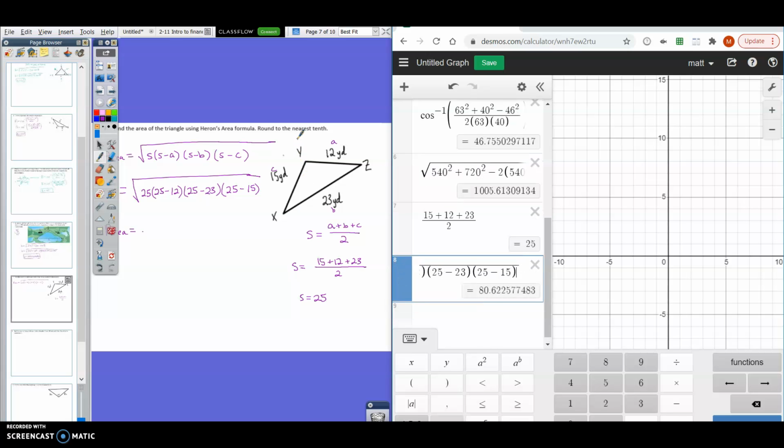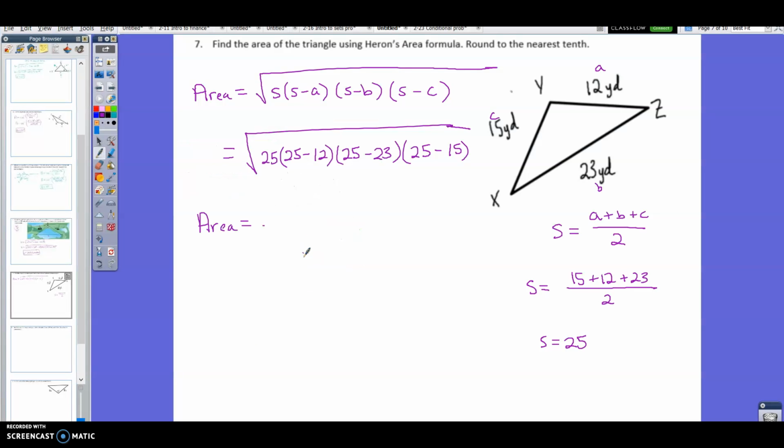So this one says to round to the nearest tenth. So we look at the second decimal place, and if it's a 5 or higher, we round up. It's a 2, so we round down, so it's going to be 80.6. And since they gave us a unit of measurement, it's going to be yards, and since we're talking about area, it's going to be squared.